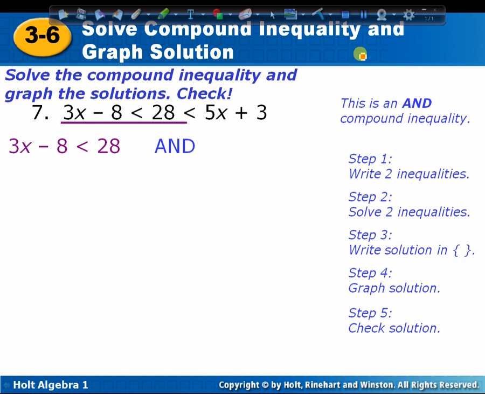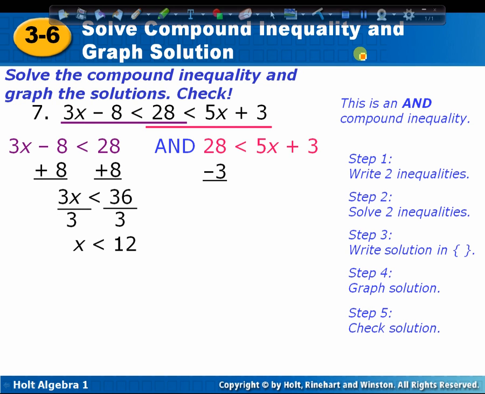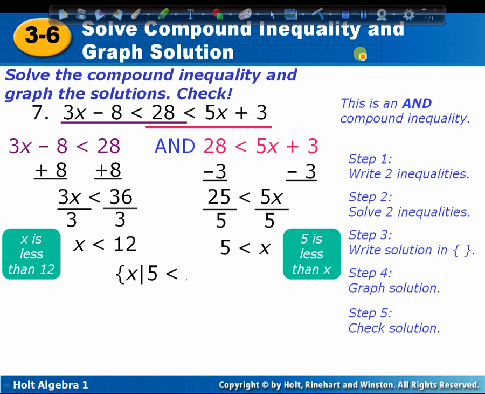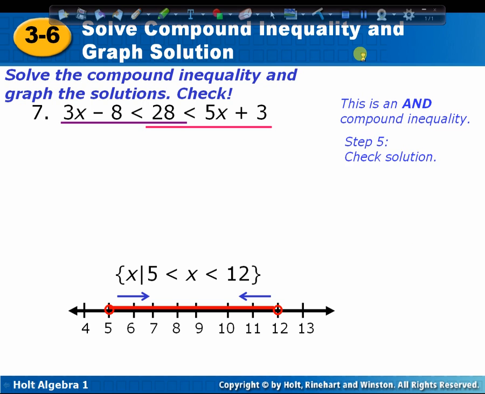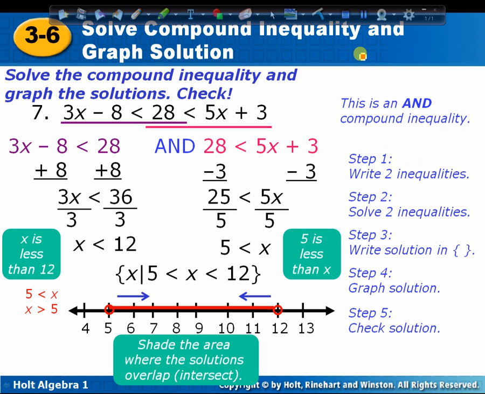Alright, hopefully you've paused the video and tried it. Again, I'm just going to quickly go through here so that you can check it. Alright, so again, this one's an AND. Go back and make sure that you split them up correctly. 3x minus 8 is less than 28, and 28 is less than 5x plus 3. Solve each one individually, and you get x is less than 12, and 5 is less than x, which means that 5 is less than x is less than 12.